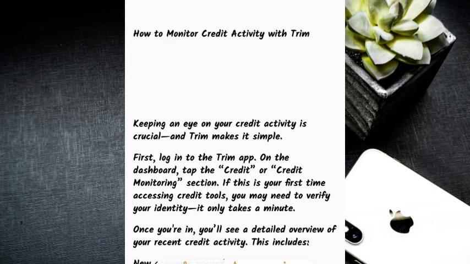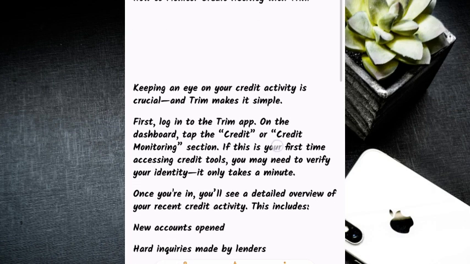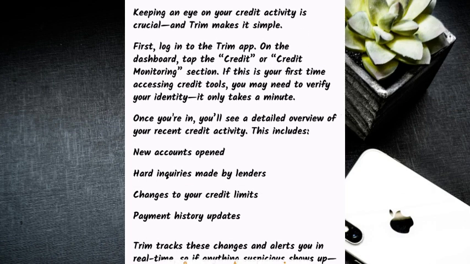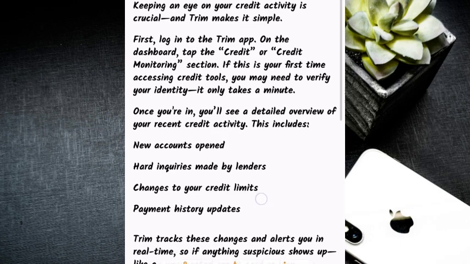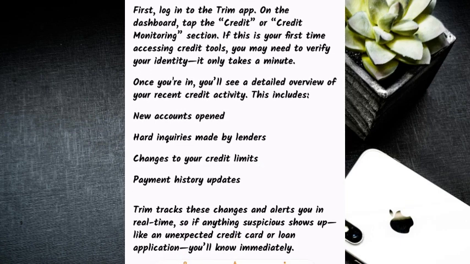Once you're in, you'll see a detailed overview of your recent credit activity. This includes new accounts opened as well as hard inquiries made by lenders, changes to your credit limits, and payment history updates. Trim tracks these changes and alerts you in real time. So if anything suspicious shows up, like an unexpected credit card or loan application, you're gonna know immediately.